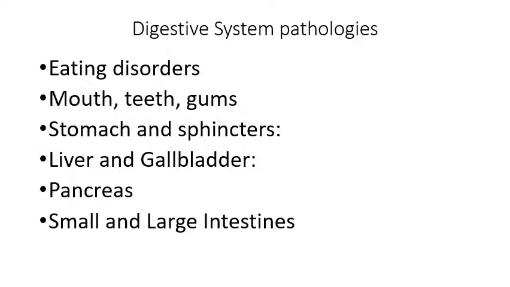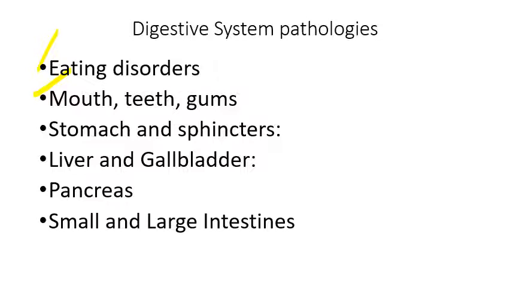Now let's move on to some digestive system pathologies. Okay, I'll divide the pathologies into eating disorders. You've probably heard of anorexia and bulimia. Those are two eating disorders, more psychological issues than physical ones. Then we'll talk about some problems with the mouth, the teeth, and the gums. Gingivitis, for instance, you've probably heard of as infected gums.